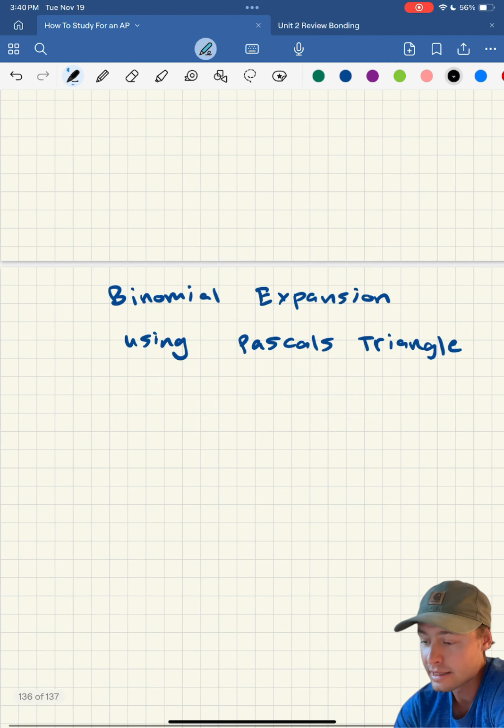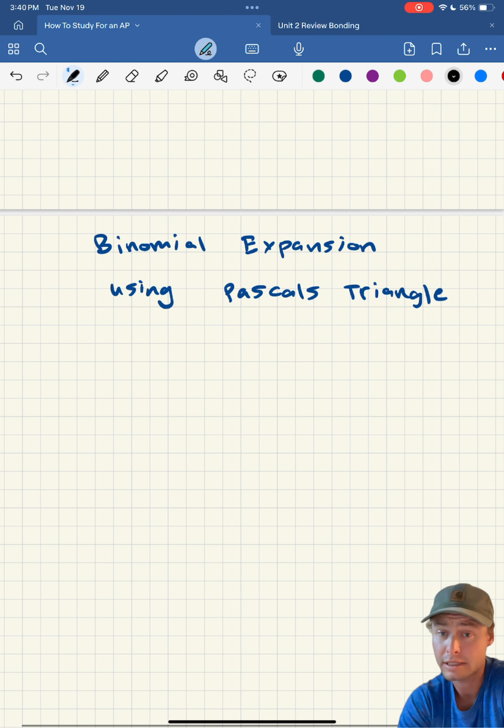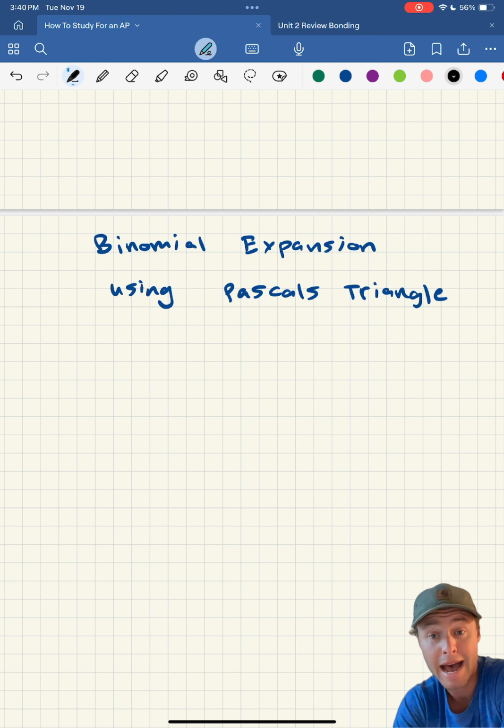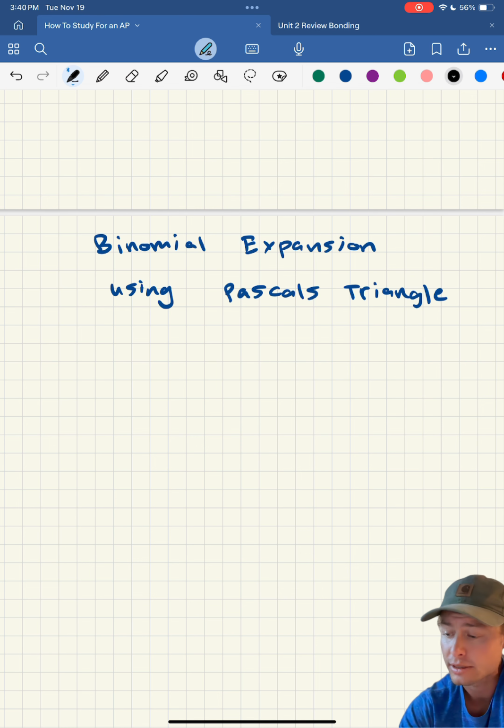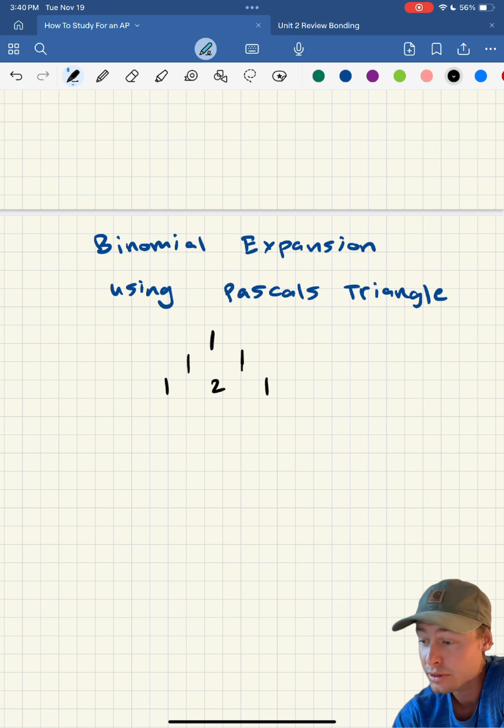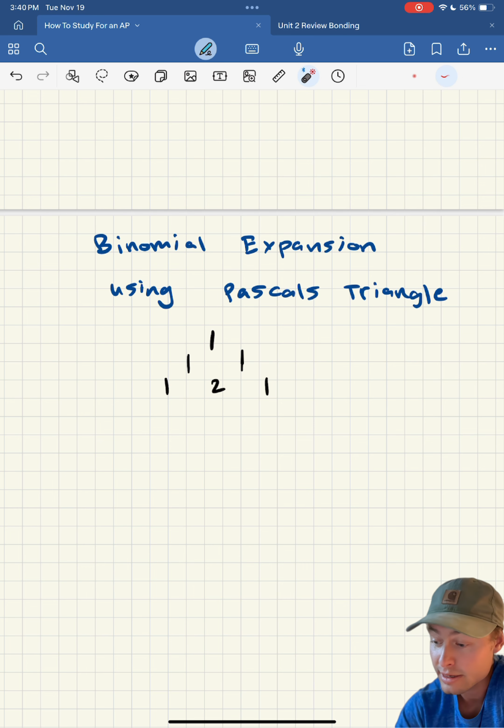All right, and the last thing we're going to look at is this thing called the binomial expansion theorem, which makes use of Pascal's triangle. Now, you may have seen Pascal's triangle before. It looks like this. It starts with a 1, and then you put 1s on either side of that, and then you go 1, 2, 1. The 2 comes from the fact that you're essentially adding these two numbers together.